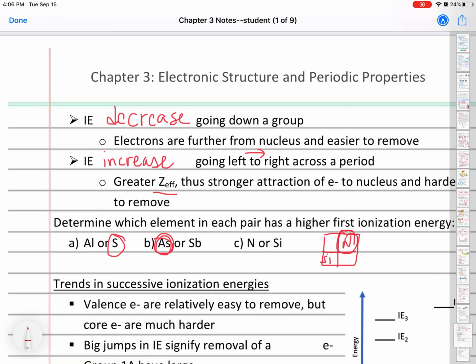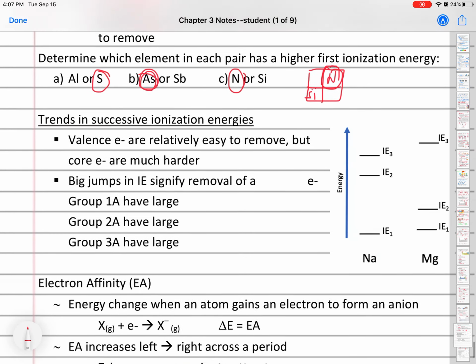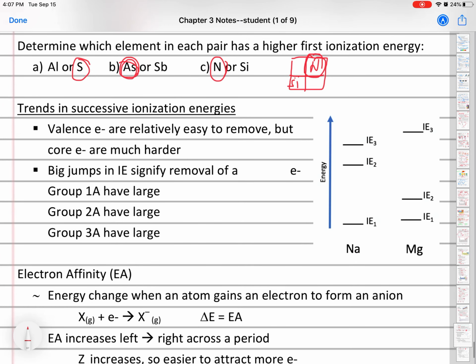And both of those things, so if you're above or to the right, that's a high ionization energy. And if you're below or to the left, that's a lower ionization energy. So they meet both of those requirements. So this one, for sure, nitrogen, has a higher ionization energy than silicon.